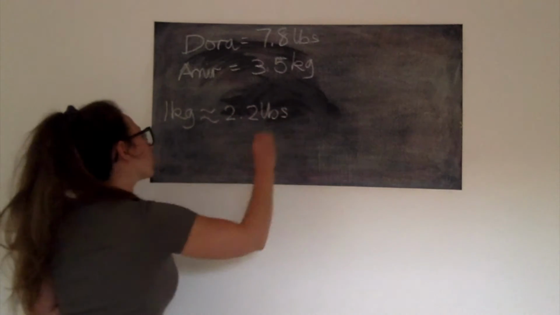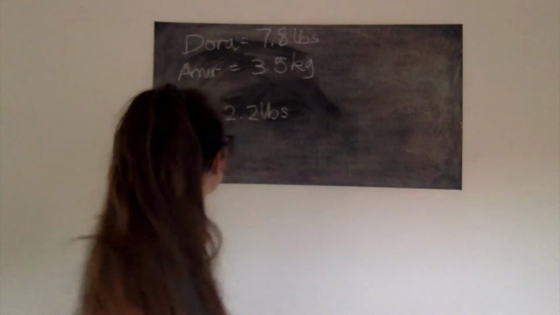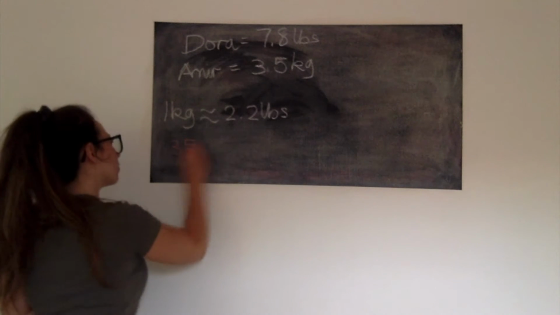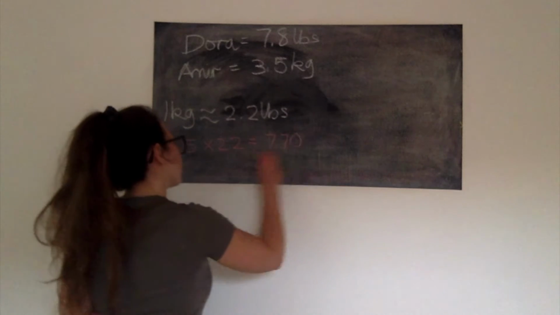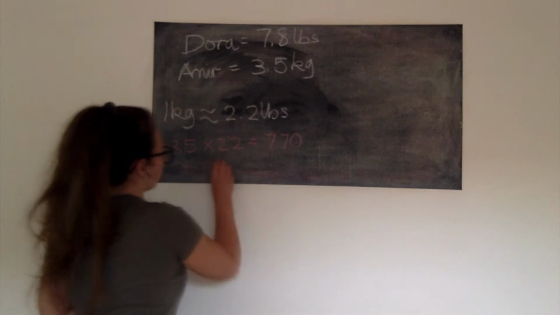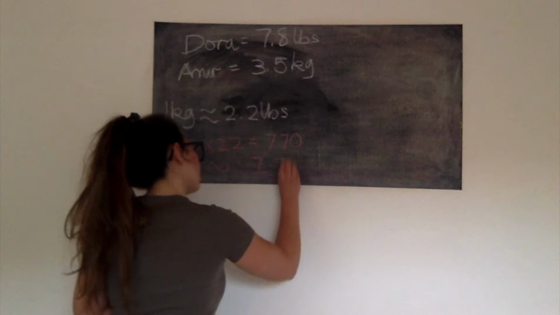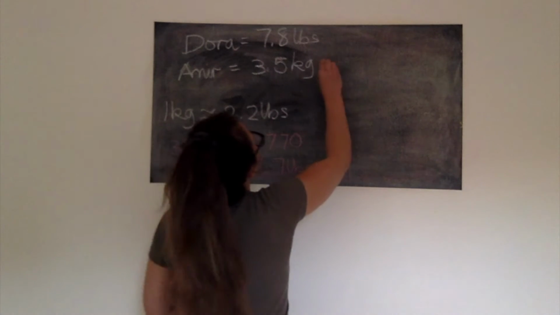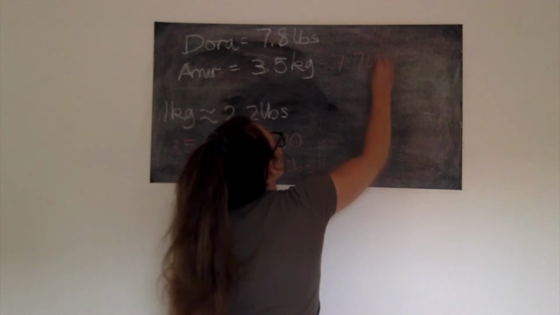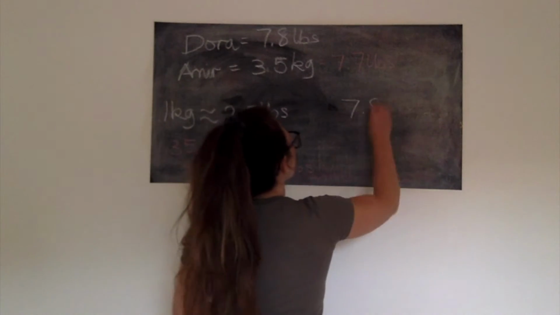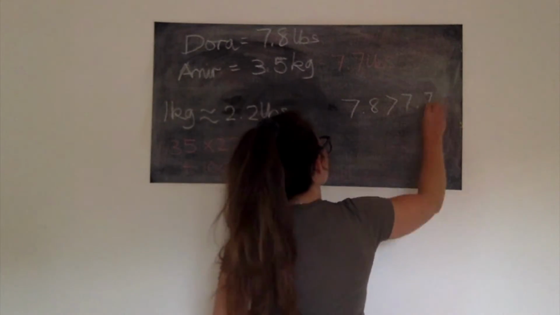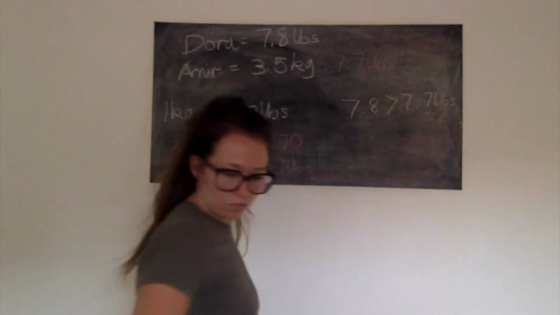So I converted Amia into pounds, so I did 35 times 22. Now, obviously you'll notice that I've times both of those by 10. So 35 times 22 gave me 770. Because I'd adjusted that, I had to divide the answer by 100, so that gave me 7.7. So that meant that Amia was 7.7 pounds, and we can see that 7.8 pounds is greater than that, so Dora must have been heavier.